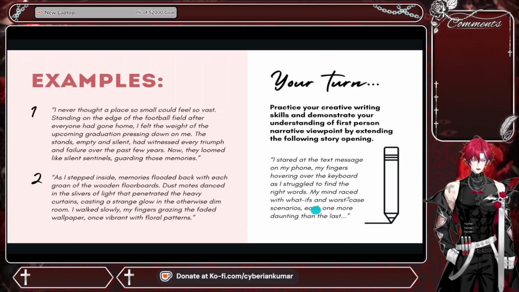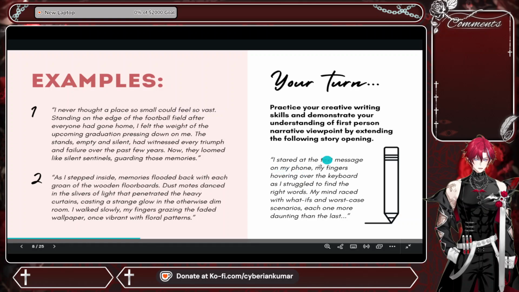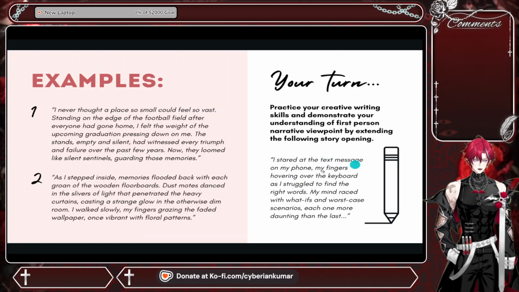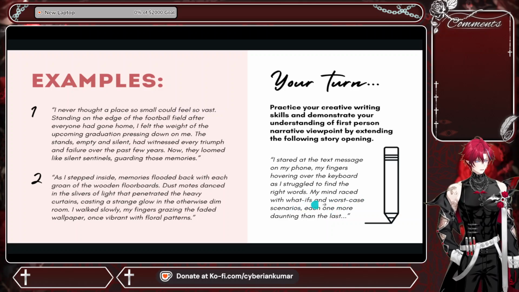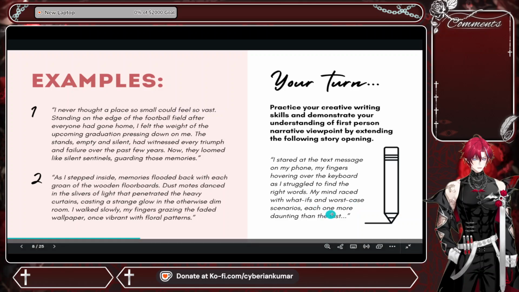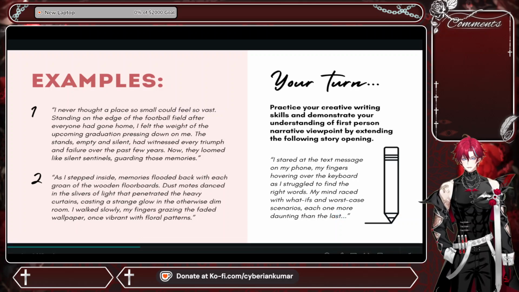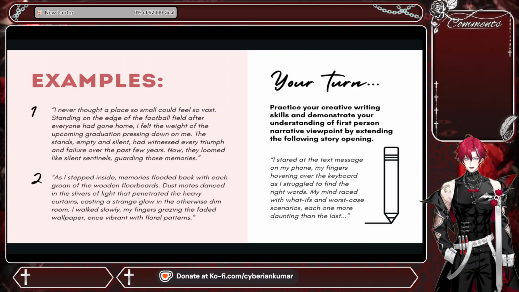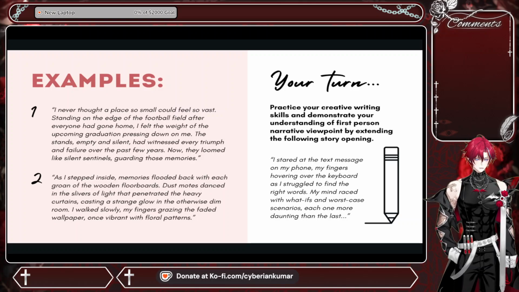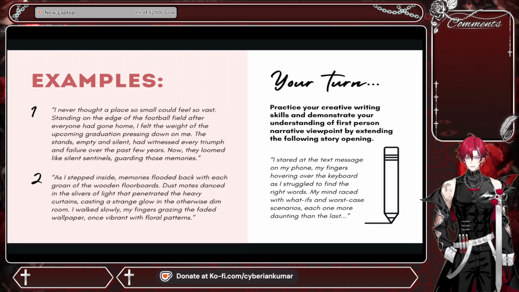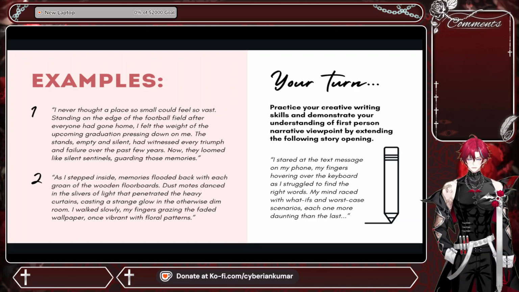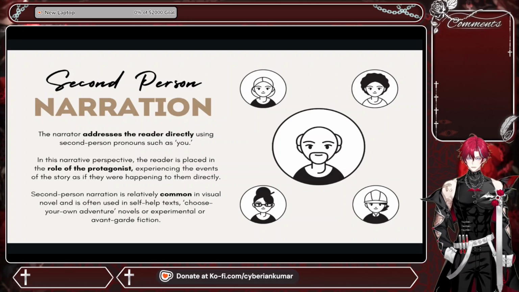So this is one of the tasks you could try out. So this is the text. I stare at the text message on my phone, my fingers hovering over the keyboard as I struggle to find the right words. My mind raced with what ifs and worst case scenarios, each more daunting than the last. Now you can extend this thought process of this character and see what you can come up with. So this is one of the exercises of writing from the first person perspective, or the first person narrative viewpoint. Yeah. So now next is the second person.